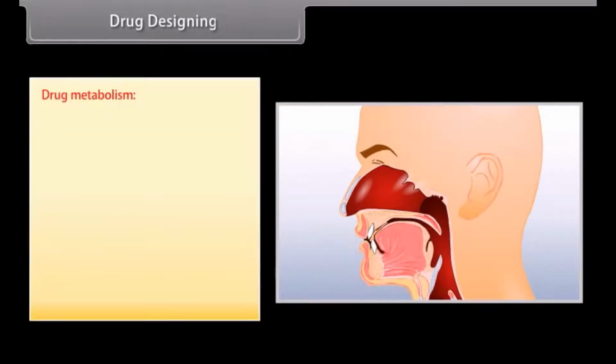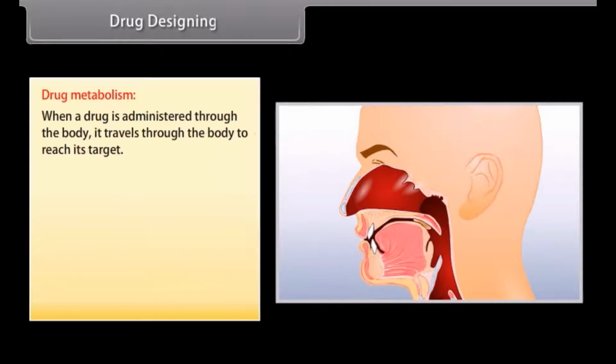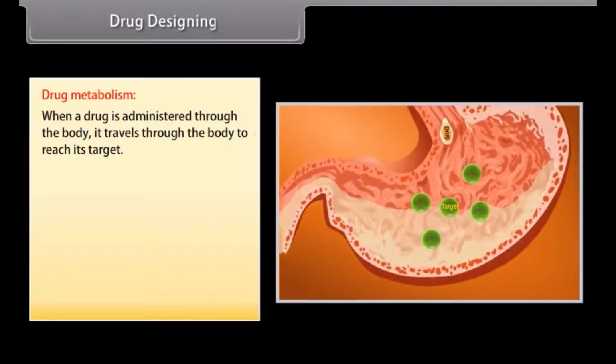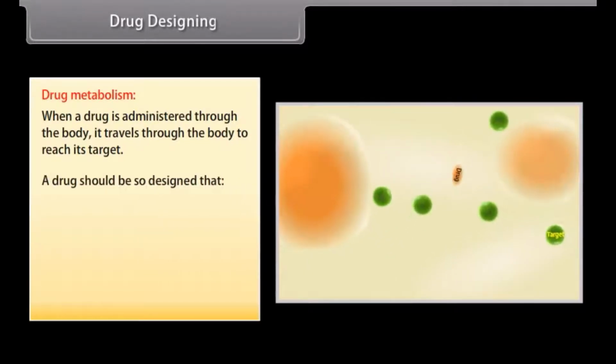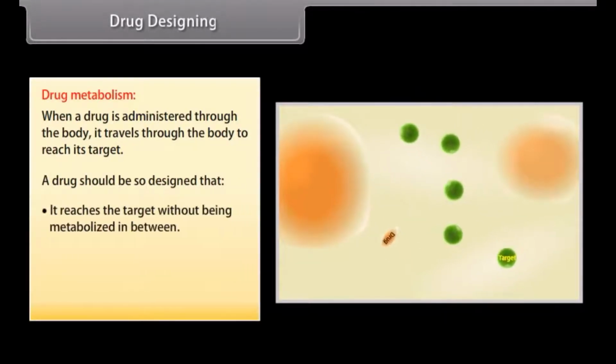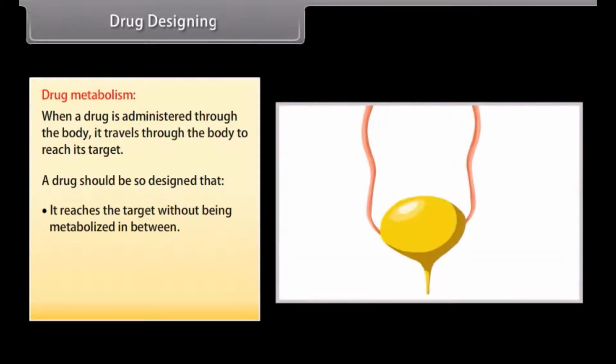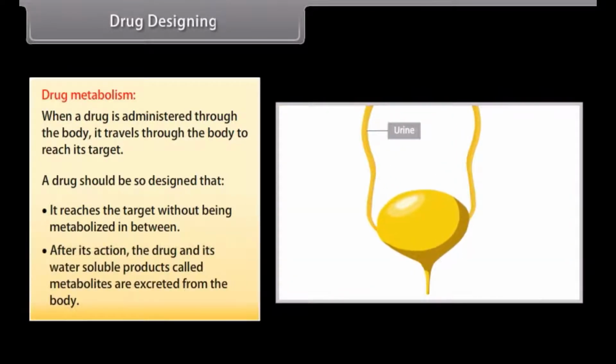Drug metabolism. When a drug is administered, it travels through the body to reach its target. A drug should be designed so that it reaches the target without being metabolized in between. Also, after its action, the drug and its water-soluble products, called metabolites, should be excreted through urine, feces, exhaled air, saliva, and sweat without causing harm to the body.